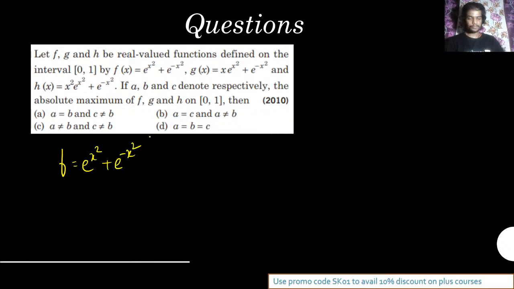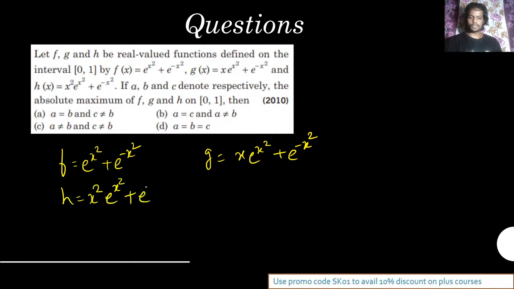The second function is x times e to the power x square plus e to the power minus x square, and the third function is x square times e to the power x square plus e to the power minus x square. And we have been asked, if a, b and c respectively are the absolute maxima of the three functions.